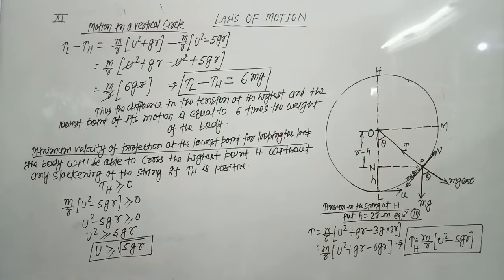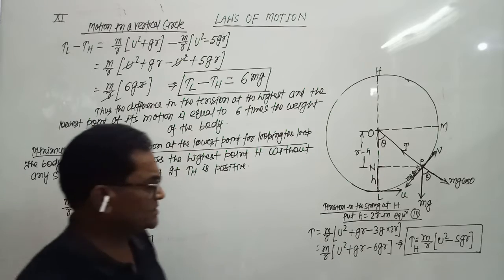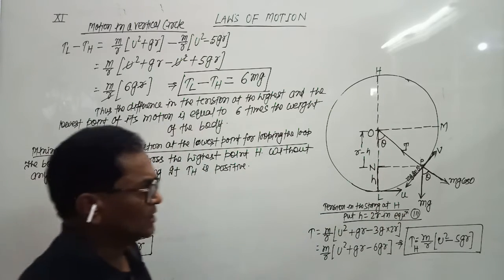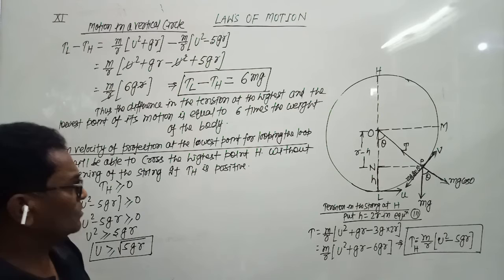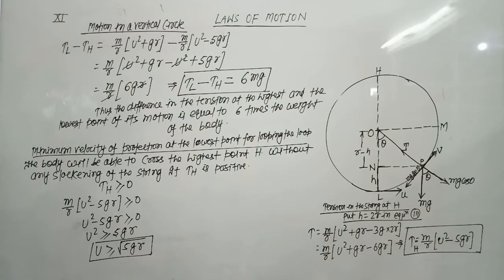So under root 5gr is the minimum velocity which the body must possess at the bottom to complete one loop. Or for looping the loop, the minimum velocity possessed by the body at the bottom should be under root of 5gr.